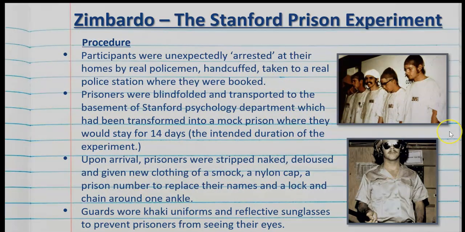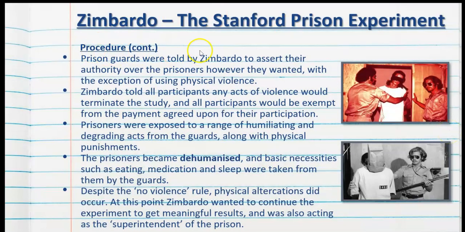Prison guards were told by Zimbardo to assert their authority over the prisoners however they wanted, with the exception of using physical violence. Zimbardo told all the participants any acts of violence would terminate the study, and all participants would be exempt from the payment agreed upon for their participation.